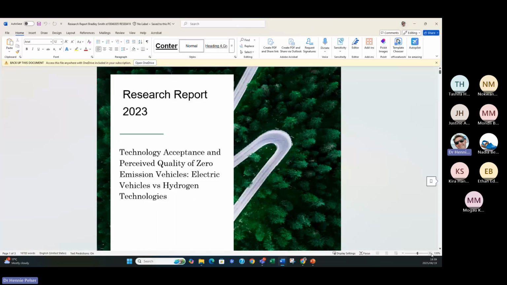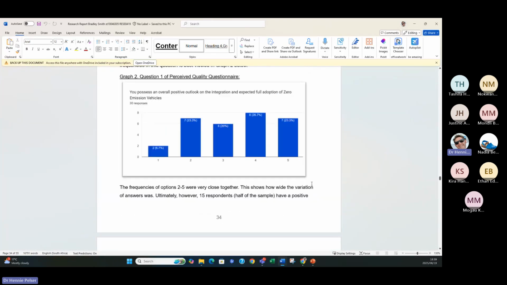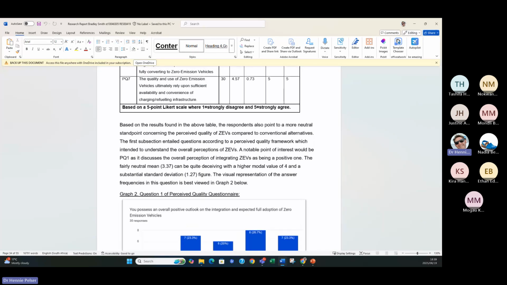I think for me, this is very important, and this is a wonderful example of quantitative research. So you'll see in terms of him unpacking what his averages were.